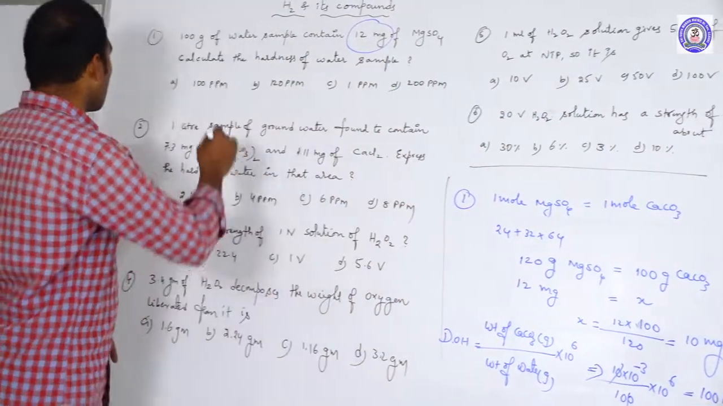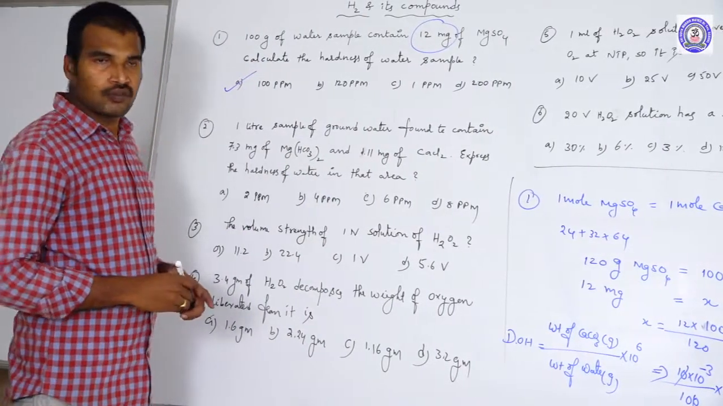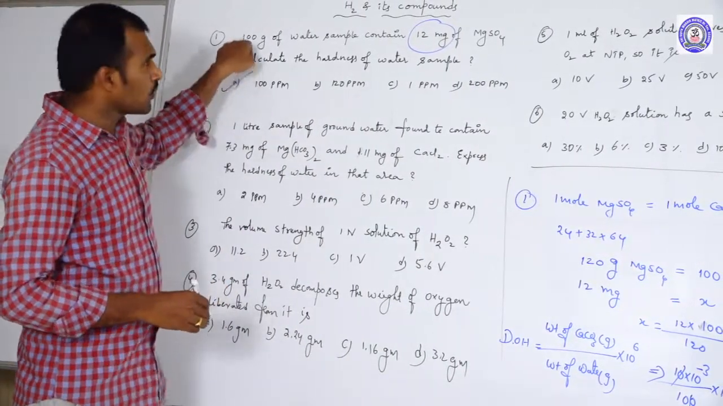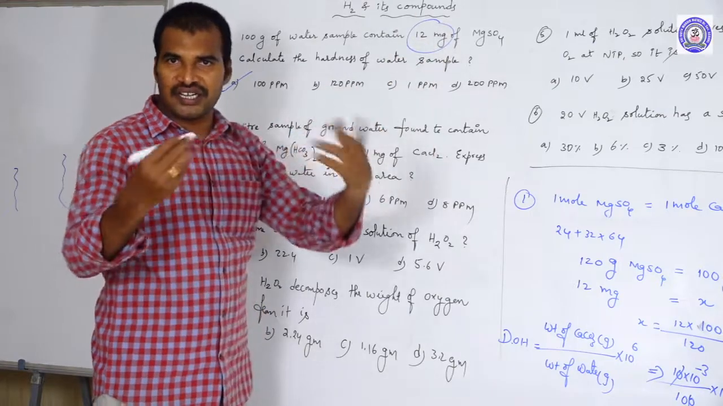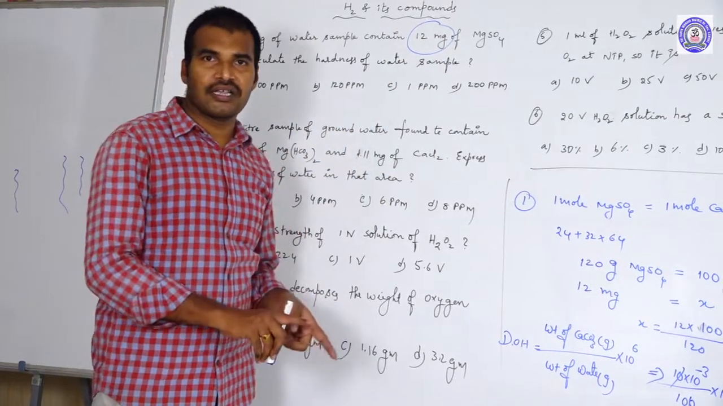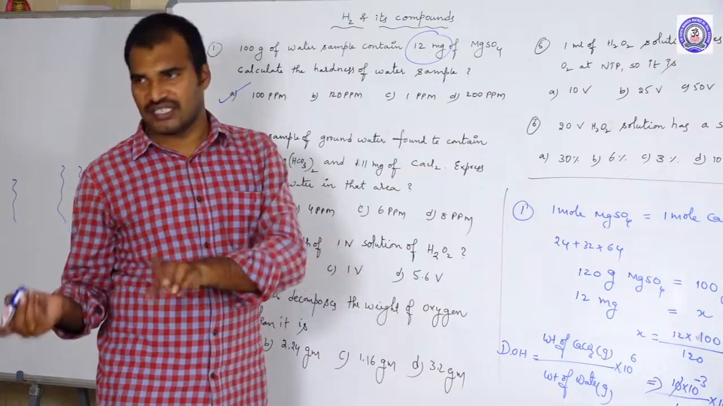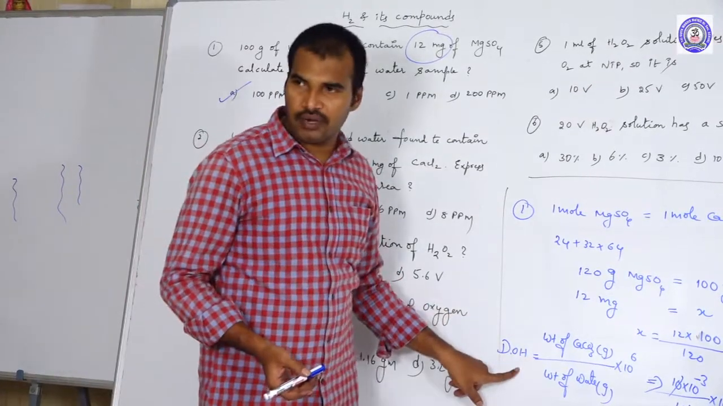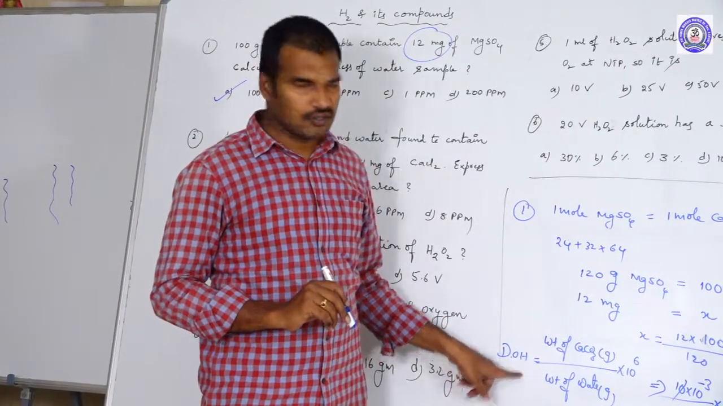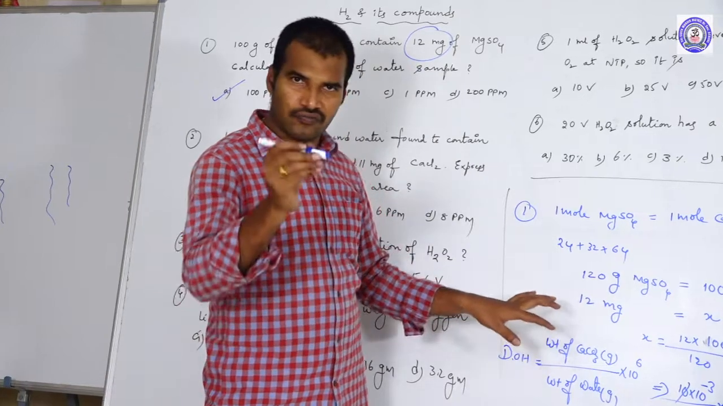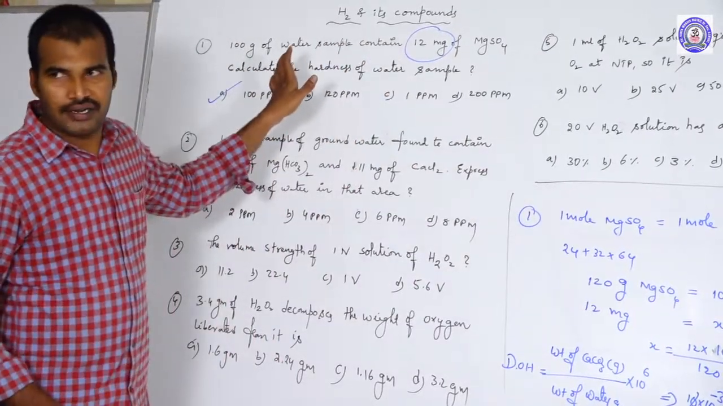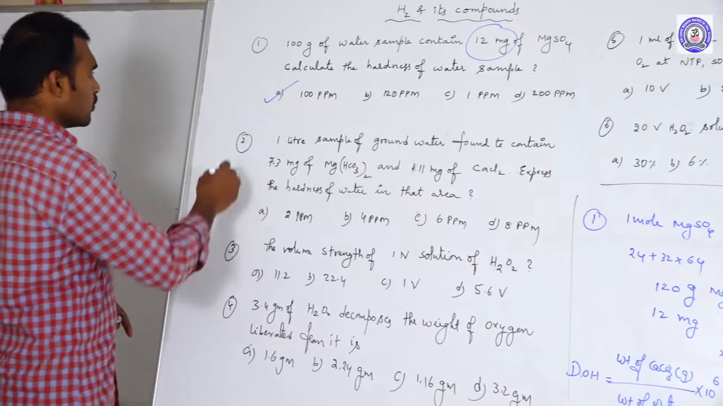So the option is 100 ppm. Once again, he gave the weight of water and the weight of magnesium sulfate, asking the degree of hardness. First you convert the weight of magnesium sulfate into weight of CaCO3. Then, by using this formula, you calculate the degree of hardness. If you follow this method, you will feel this degree of hardness is very easy. Next, move to the second question.